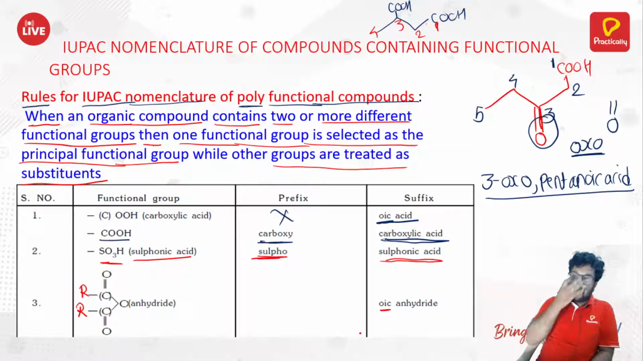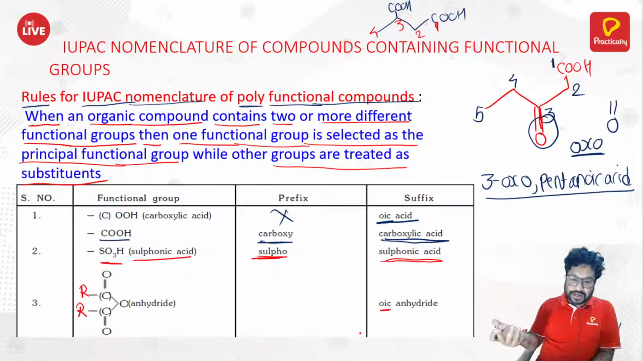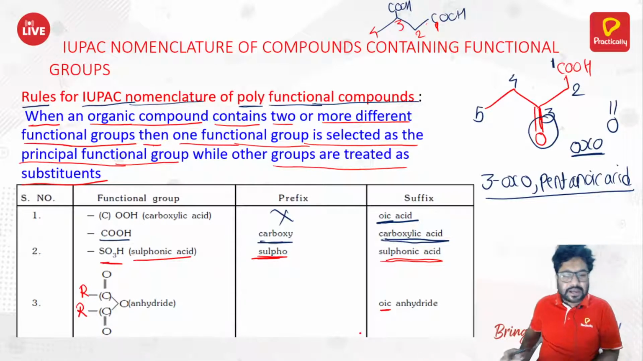Now, as we see more and more examples, you will understand more about it. Okay, for the time being, it is called oic anhydride, the suffix. There is no prefix here.